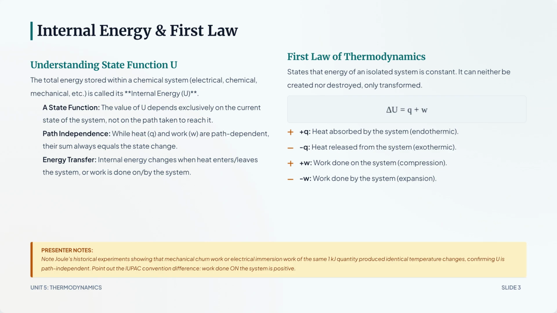Internal energy U is the total energy stored in a system, and it is a state function, meaning it's path independent. The first law of thermodynamics states that the energy of an isolated system is constant, summarized by the equation delta U equals Q plus W. We also need to understand the sign conventions for heat and work.